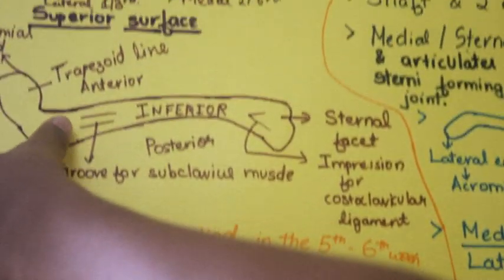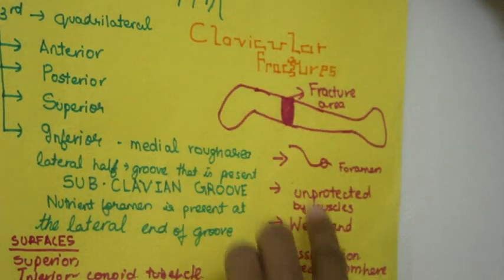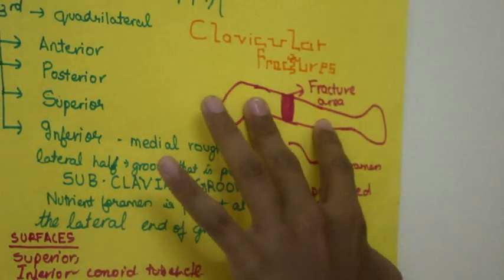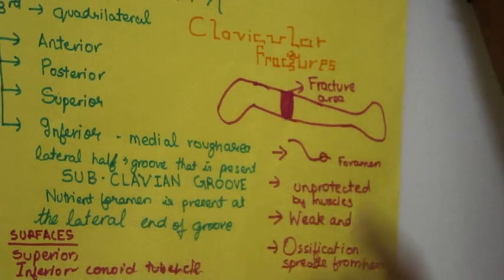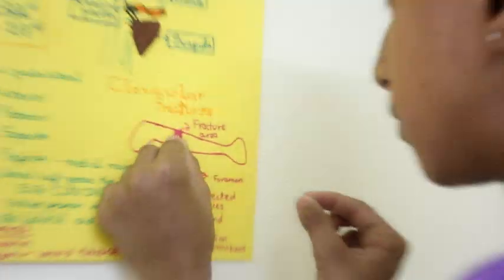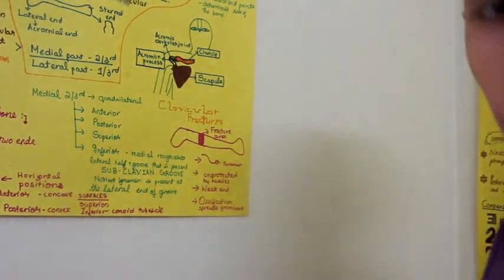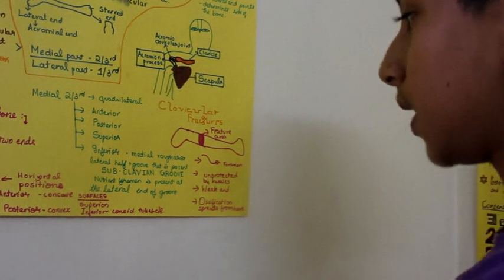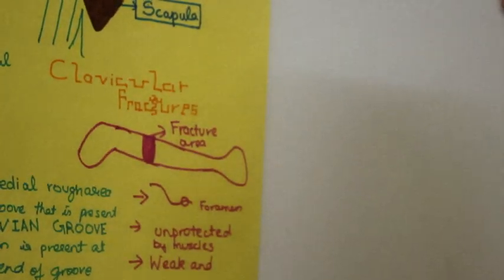We discussed the nutrient foramen being just behind the groove for the subclavius muscle. It's lateral to it. So this area is unprotected by muscles. Muscles do not cover this area much, and it's quite a weak area. Actually, this is the place from where ossification spreads, to both the scapula side and the sternum and the rest of the body. That's why it's a very important area, and this area is very weak also because of these factors, and that's why this gets fractured the most.